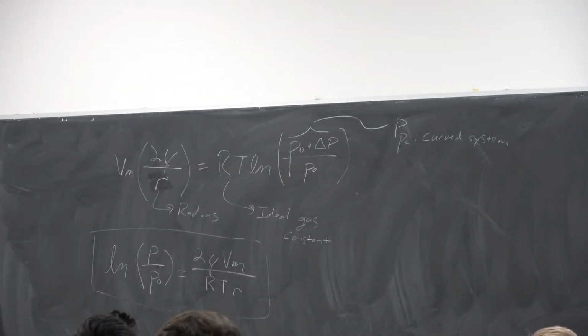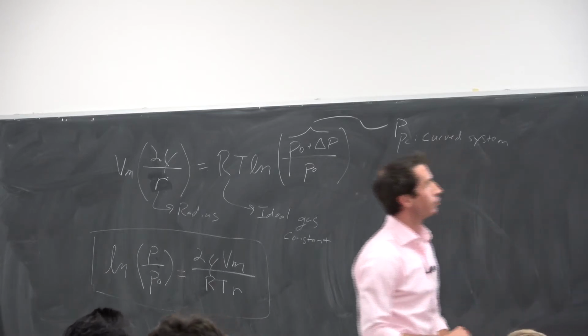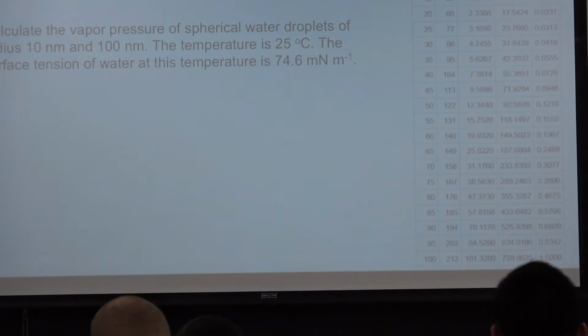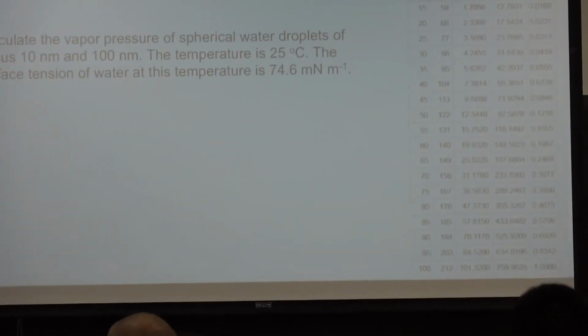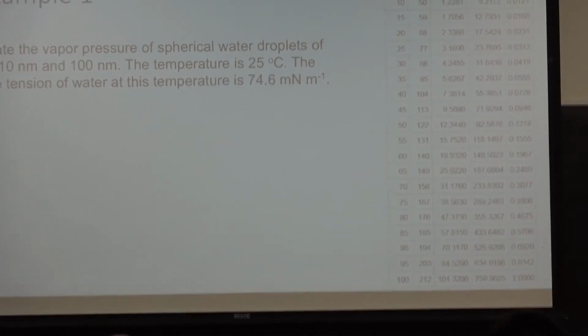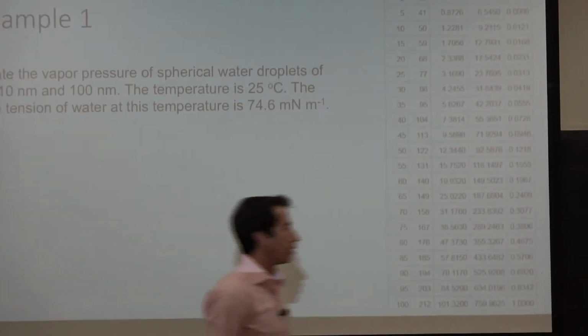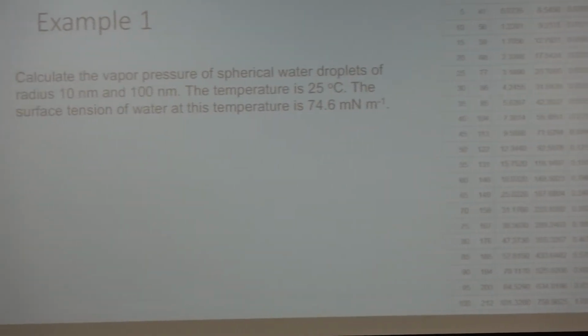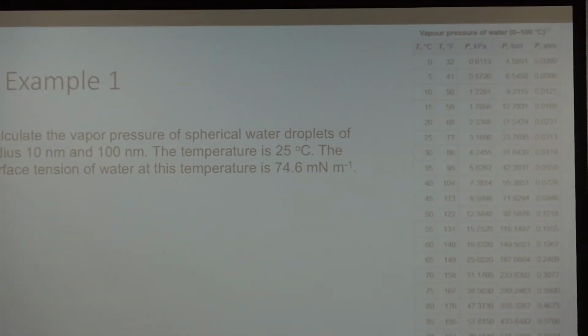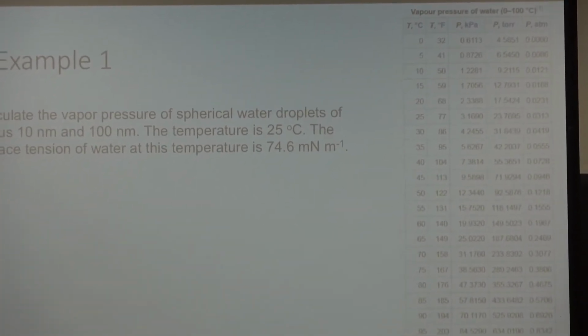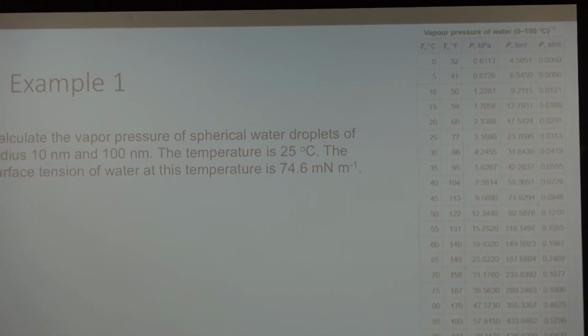Let's do an example on this and then we'll look at a few other details. Okay. Calculate the vapor pressure of a spherical water droplet at 10 nanometers and 25 degrees C, and then it gives you the surface tension at that temperature. Everybody got this? Let's see if we need it first.